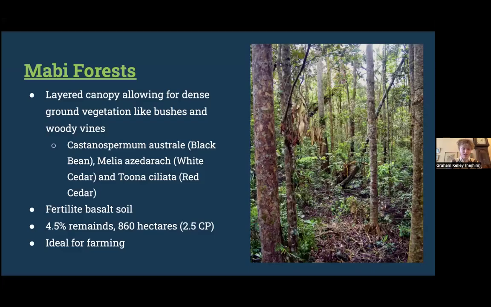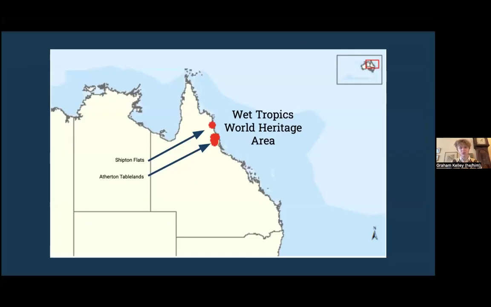So we have to realize that such a small percentage of it remains, yet it's such an ancient forest, and it's really important to our species and just the world in general that it's preserved. Moving forward, this shows a little map of where the Mabi forests are today.